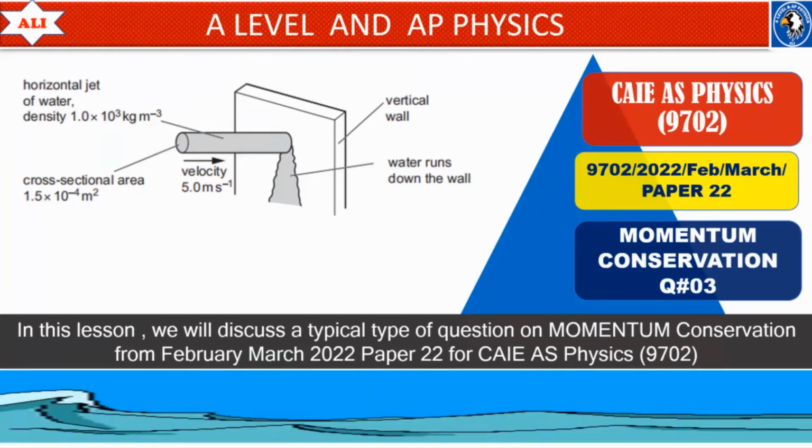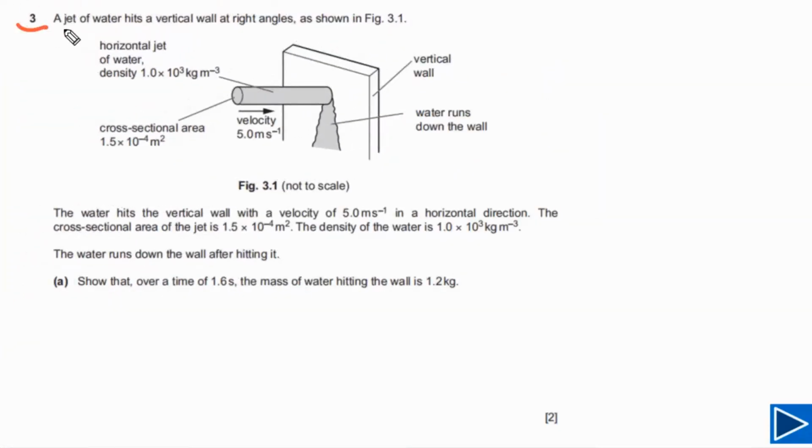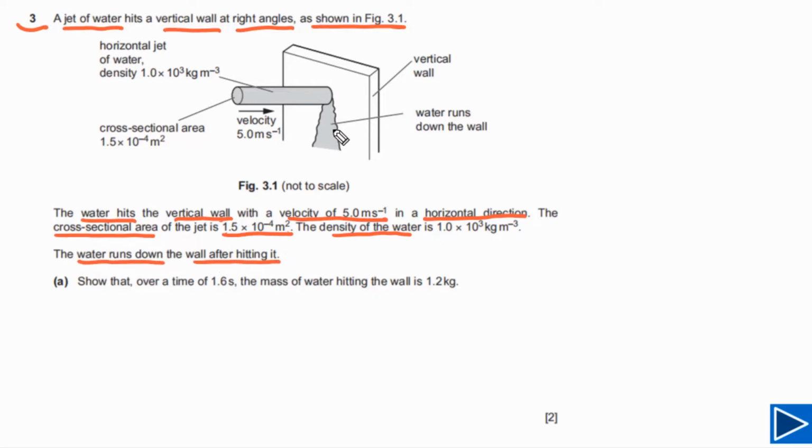For the third question, it is given to us: a jet of water hits the vertical wall at right angles as shown in figure 3.1. The water hits the vertical wall with a velocity of 5.0 meters per second. The cross-sectional area of the jet is 1.5 times 10 to the negative 4 square meters. The density of water is 1.0 times 10 to the 3 kilograms per cubic meter. The water runs down the wall after hitting it. Means simply water goes down, as you can see here.